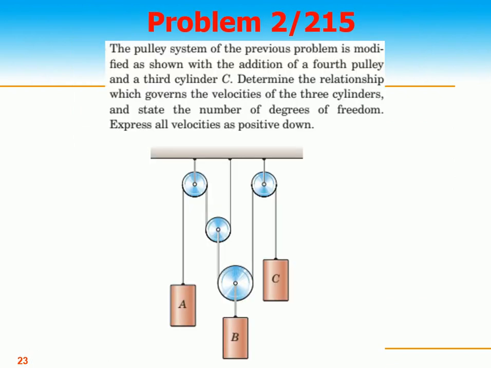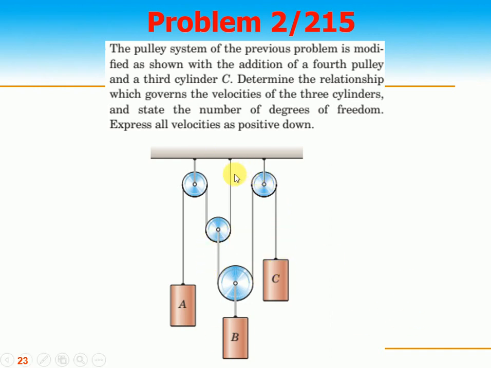The problem 2-2-15: the pulley system of the previous problem is modified as shown, with a fourth pulley and a third cylinder C. Determine the relationship which governs the velocity of the three cylinders and state the number of degrees of freedom. Express all velocities as positive as shown. Now we put another pulley.